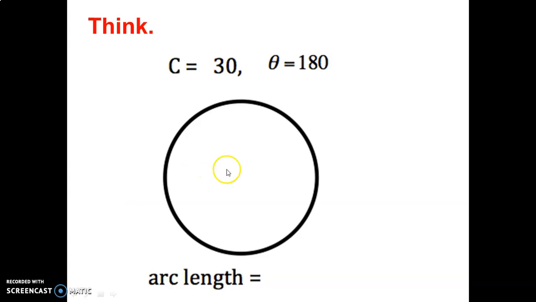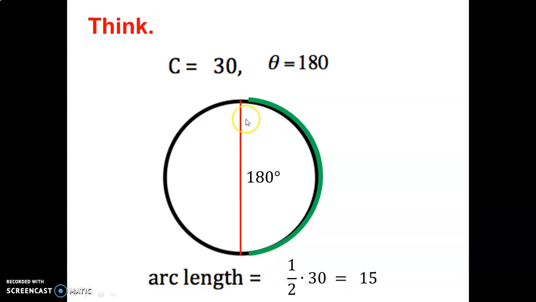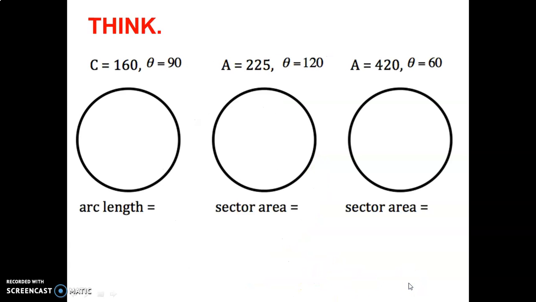Alright, so using that property, if we have a circumference of 30, and we're told the angle is 180, what will be the arc length? Well, by the logic we just saw, we can say the arc length is 1/2 of the entire circumference, so 1/2 times the circumference, which is 15. How about these? Try these 3. Okay, now check your work.